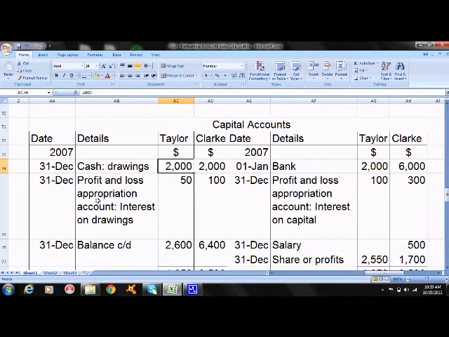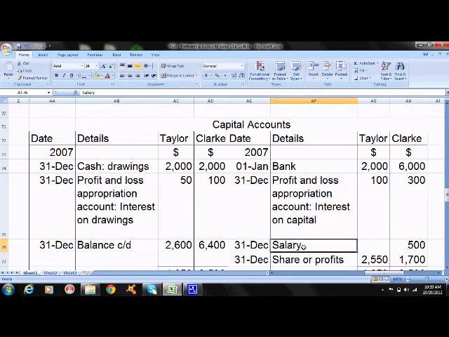Then we're going to debit the capital account again with the interest and drawings from the profit and loss appropriation account, which is $50 and $100 respectively. $50 for Taylor and $100 for Clark. After which we're going to credit the capital account with interest on capital from the profit and loss appropriation account, which is $100 for Taylor and $300 for Clark.